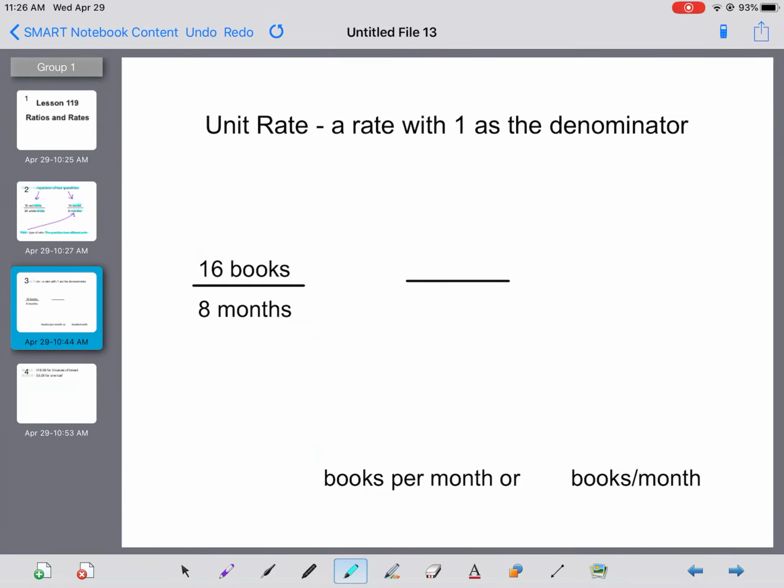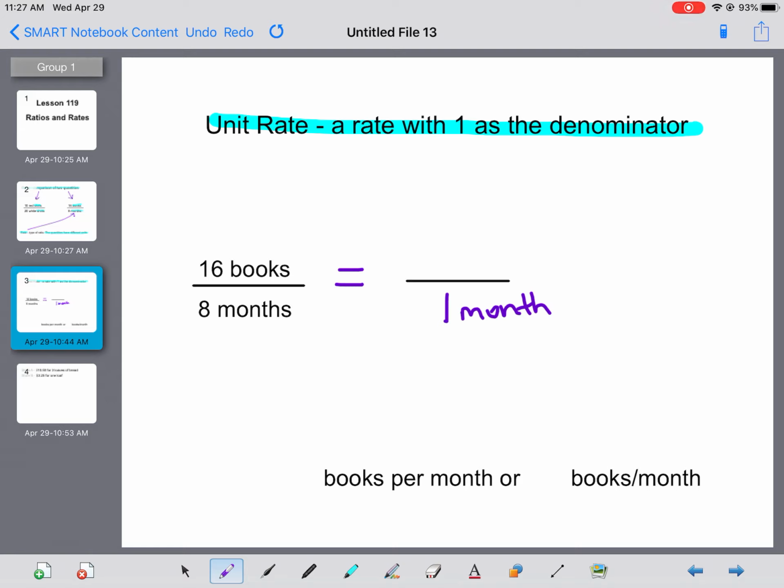Now, one last thing that we have to learn is a unit rate. And a unit rate is a type of rate. So it's a type of rate that has 1 as the denominator. All right, so what we have here is we want to take this rate of 16 books to 8 months, and we want to make it have 1 as the denominator. So if somebody read 16 books in 8 months, we could use a unit rate to figure out how many books did they read per month. So each month, how many books were they reading? So we want 1 month as the denominator.